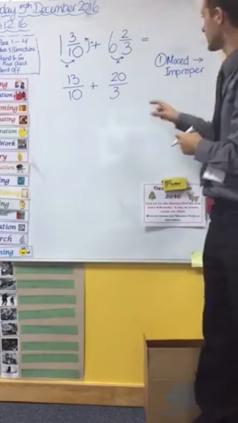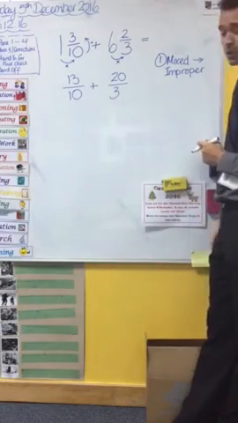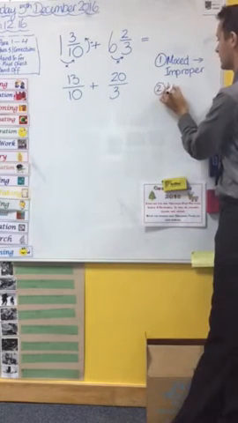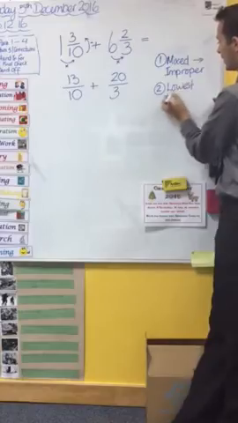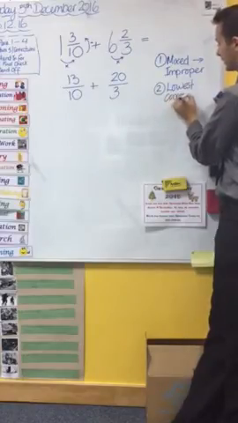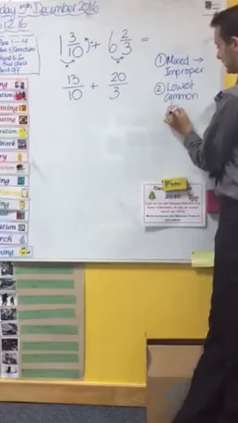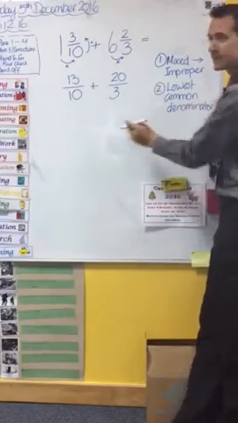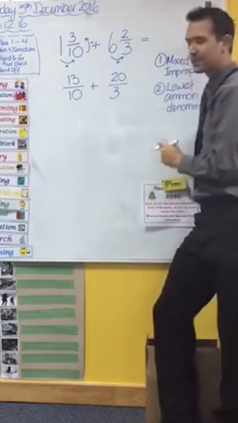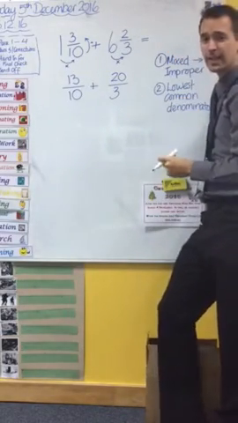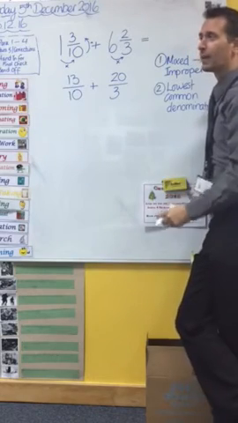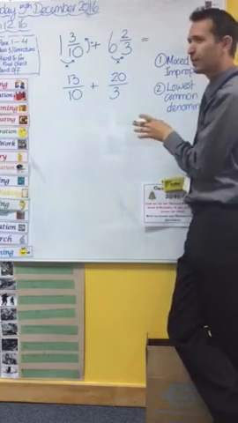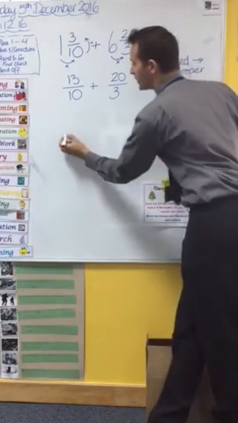Now, we've got a problem because our denominators are different, so we do need to find the lowest common denominator, a number that both of these numbers will go into. And one way of doing that is by multiplying the denominators together. So 10 times 3 is 30. I know that 10 will go into 30 and 3 will go into 30. I'm just going to see if we can go any lower. Sometimes if you half that number it will work, but 15 won't work. So 30 is our lowest common denominator.